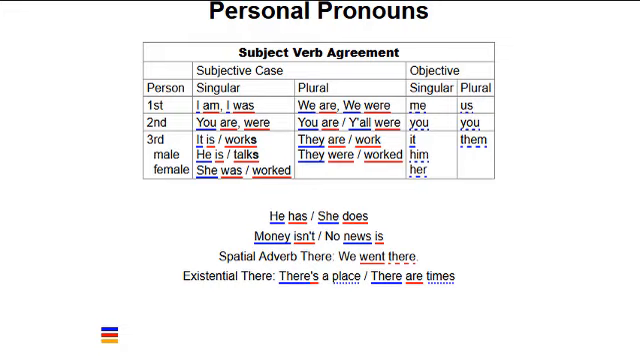Often people will use there is with a plural noun phrase. This might be due to the fact that they usually use the contraction there's, as in, there is times when I make mistakes.